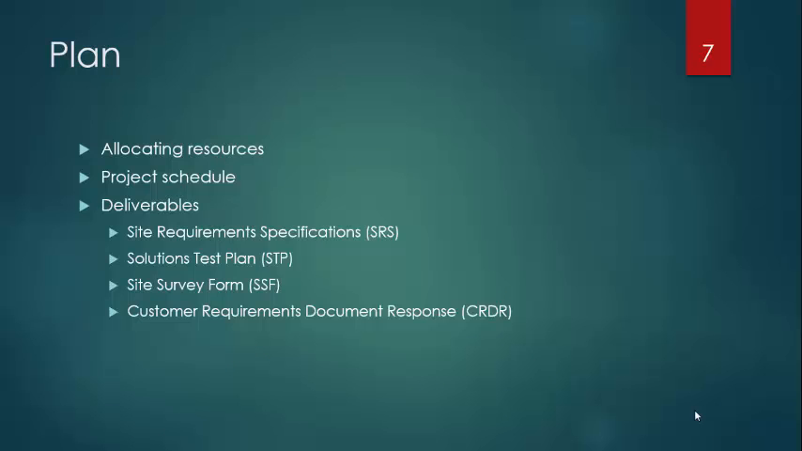Okay, in the planning phase, we will allocate resources. These resources could be budget, staff, and utilities. If there is an existing network, it is necessary to audit the existing network and operational environment. There are some deliverables in this phase as well, like site survey form or SSF, which will be used to enter the gathered information from visiting the client's network site.